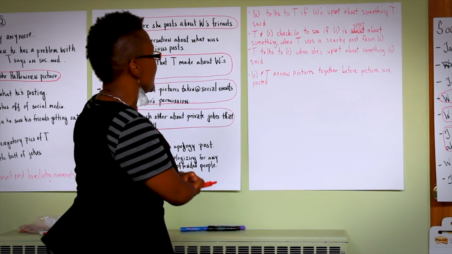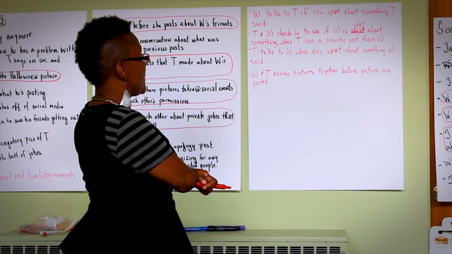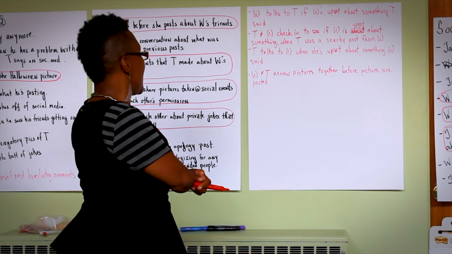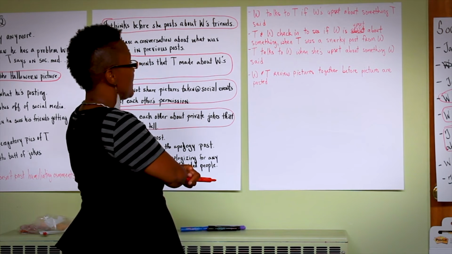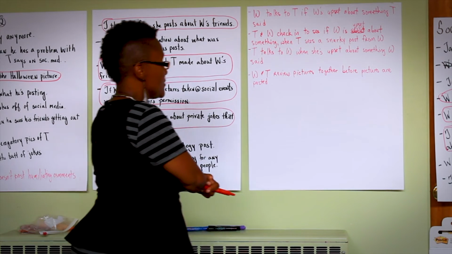Okay, so some of the new ideas that came out to adjust this one about Wesley starts making Tasha the butt of jokes. We have Wesley make sure he doesn't post humiliating comments toward Tasha. Wesley talks to Tasha if Wesley's upset about something Tasha said. So Tasha and Wesley check in to see if Wesley is upset about something when Tasha sees a snarky post from Wesley. Tasha talks to Wesley when she's upset about something Wesley said. Wesley and Tasha review pictures together before pictures are posted.